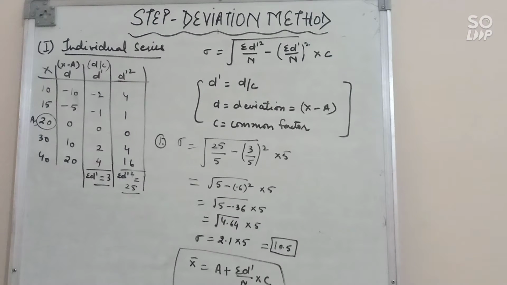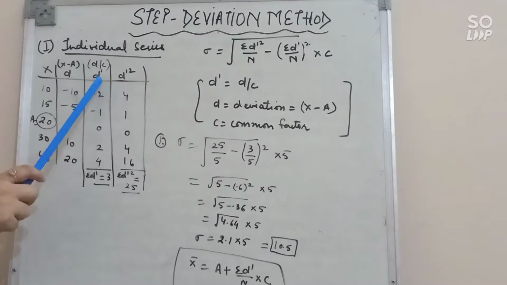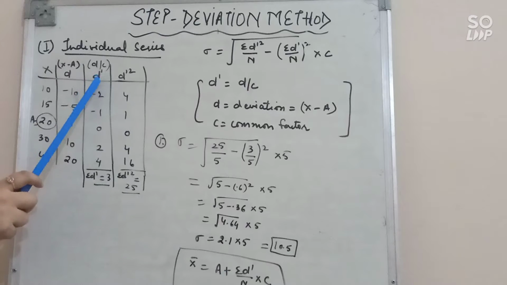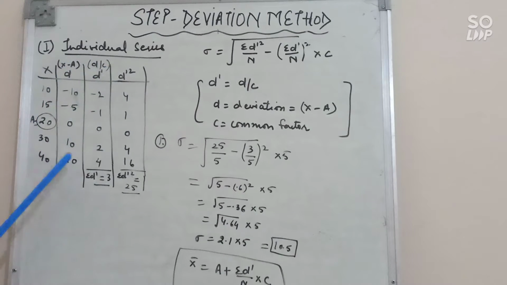First of all you will calculate deviation. To calculate deviation, the formula is x minus a. And a is the assumed mean; from the x values I have taken 20. You can take any value as assumed mean. So when you calculate d, we have minus 10, minus 5, 0, 10 and 20. And then after calculating d, we need to find d dash, that is the step deviation. To calculate d dash, the formula is d upon c. D we have, now c.